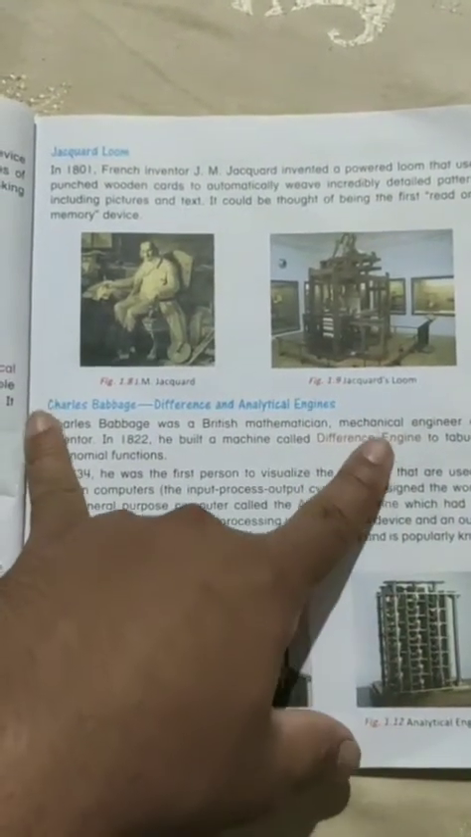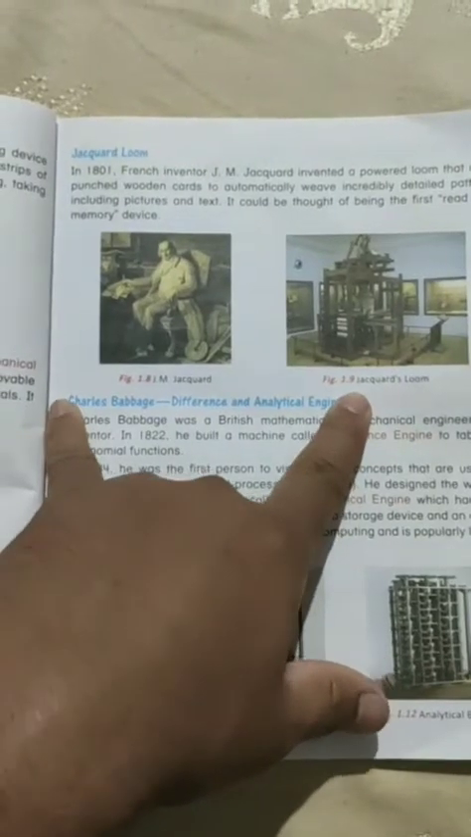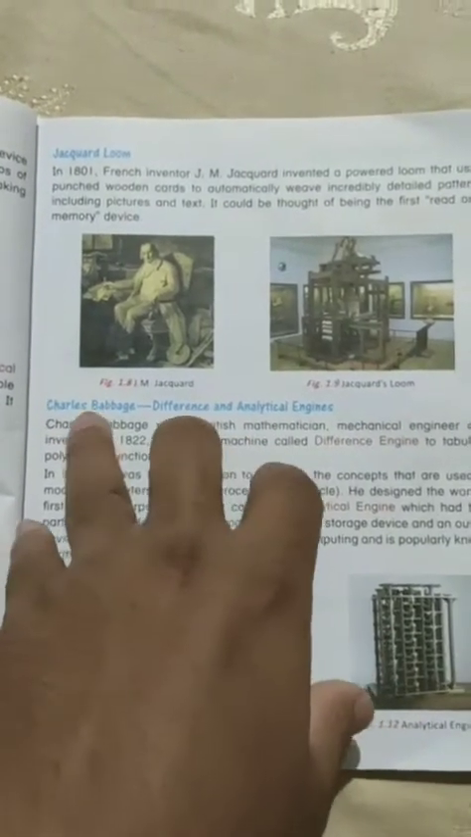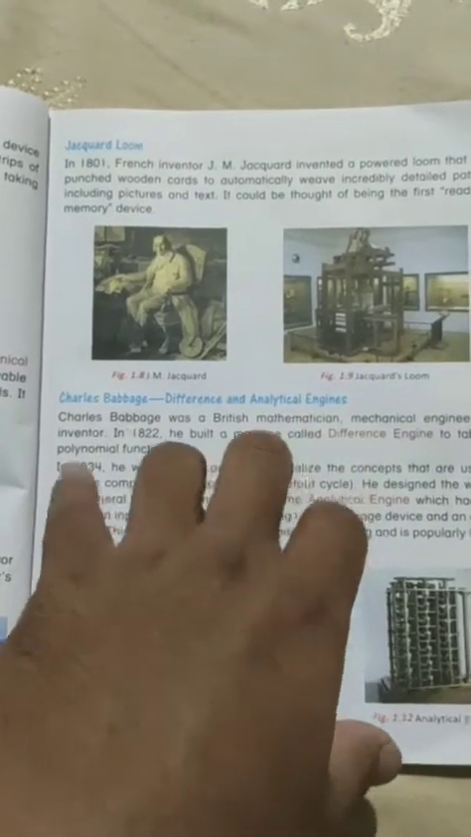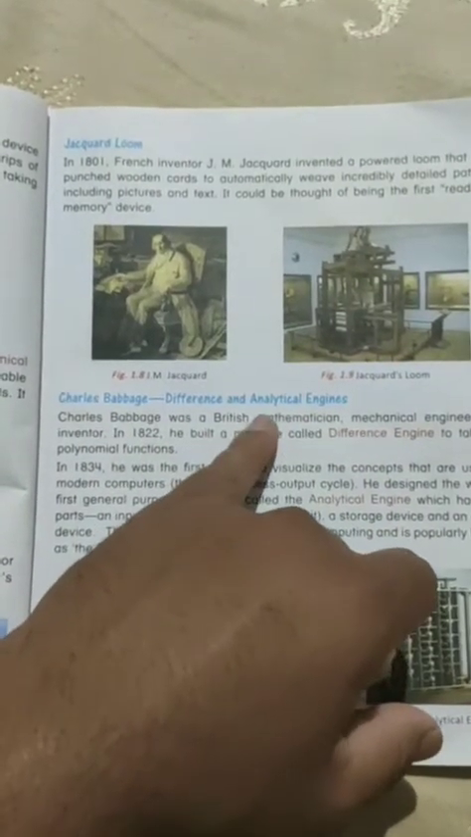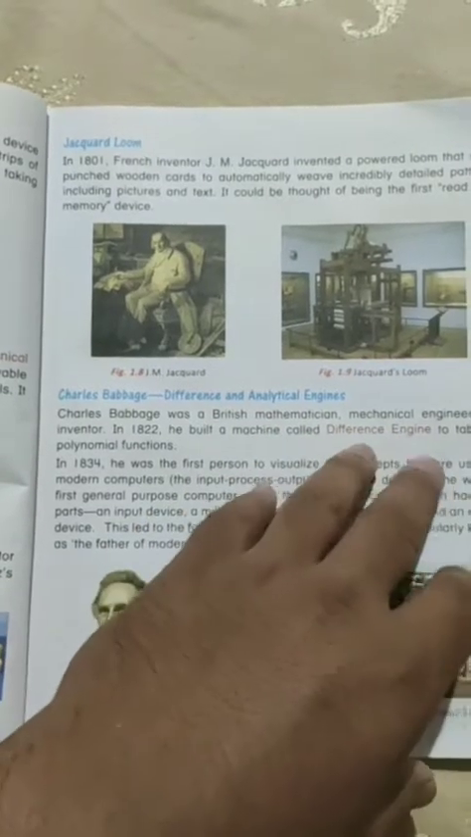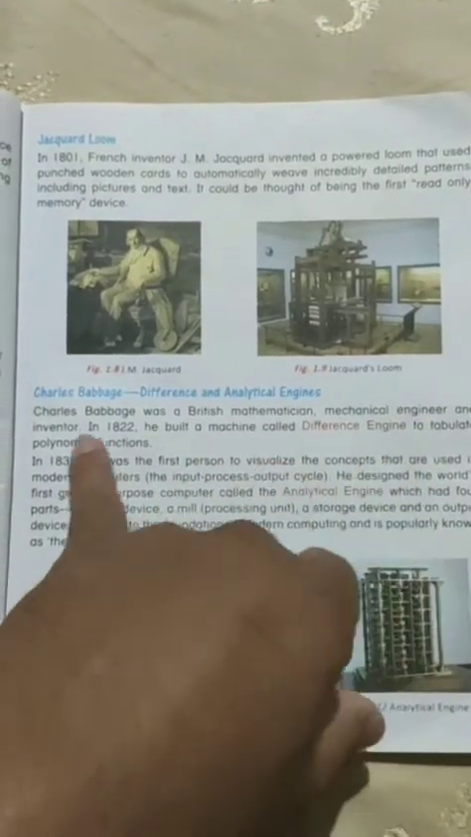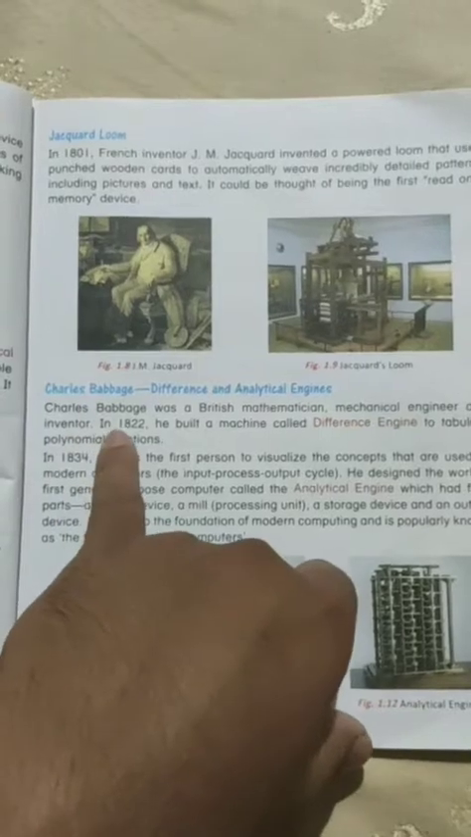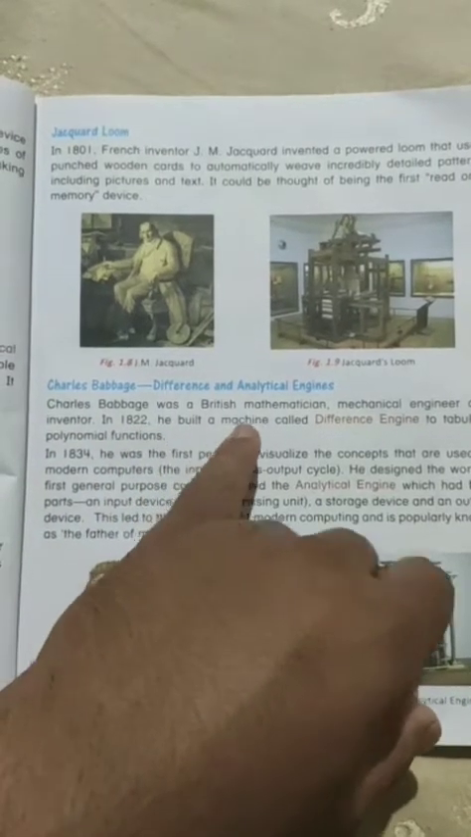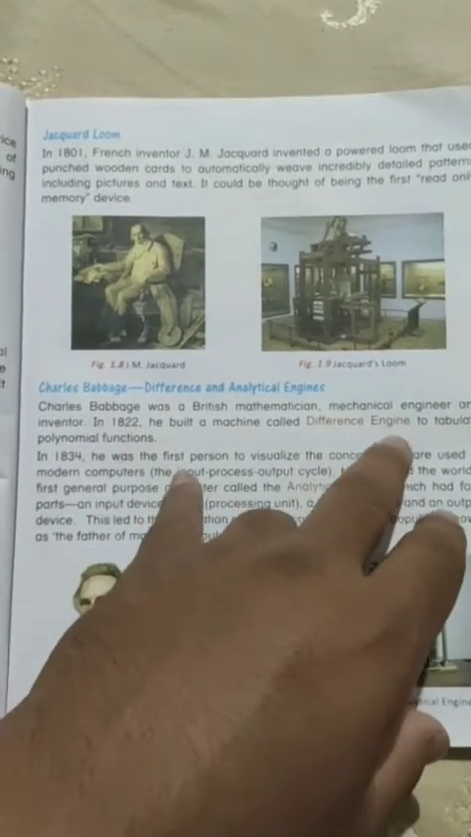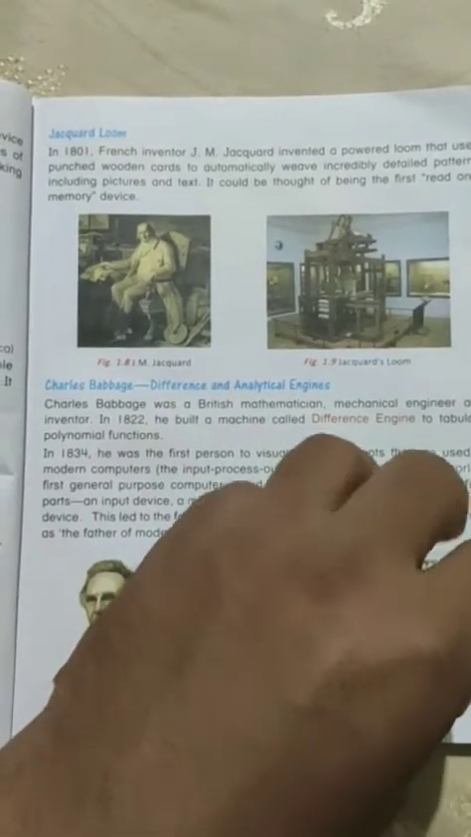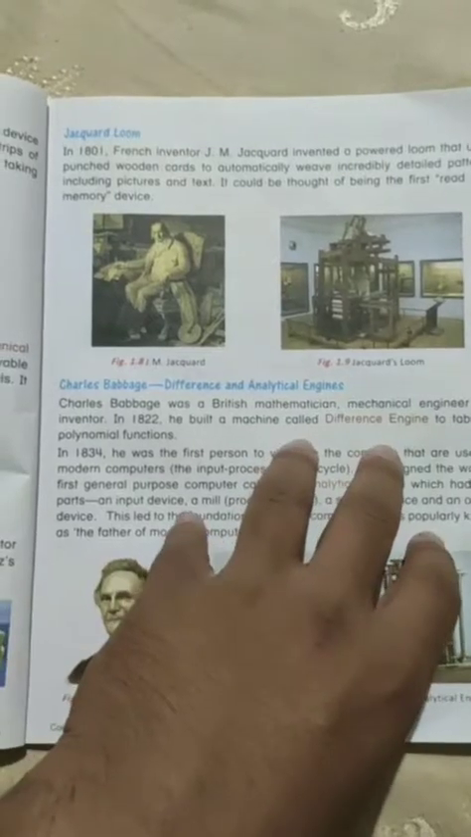Now we will talk about a most important person in computer history, Charles Babbage. He invented 2 engines. One is the difference engine and one is the analytical engine. Charles Babbage was a British mathematician, also a mechanical engineer, and an inventor. In 1822, he built a machine called the difference engine to tabulate polynomial functions. For doing polynomial functions, he invented a machine called the difference engine.